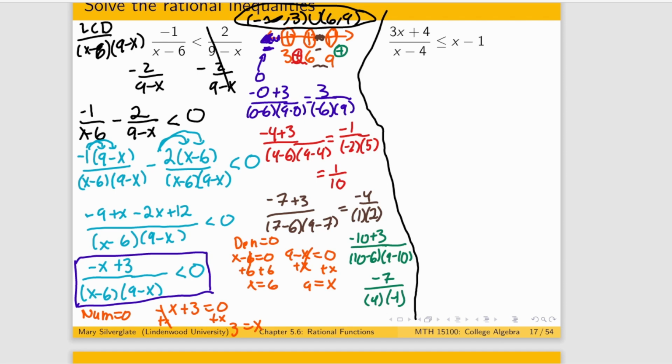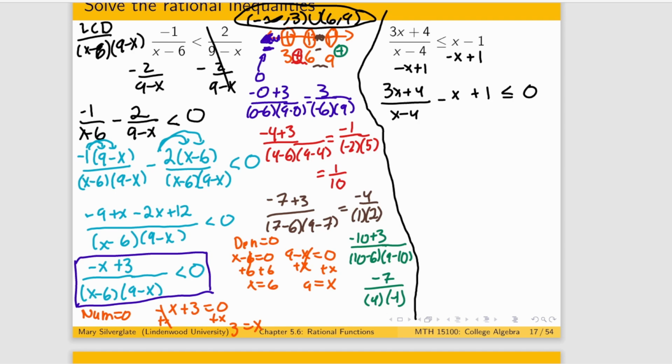This next problem also needs to be rearranged as well. So we want to make sure to move everybody to the other side. So we want to set this equal to 0 is the idea. So we're going to subtract x and add 1 here on both sides. So we get 3x plus 4 over x minus 4 minus x plus 1 is less than or equal to 0.